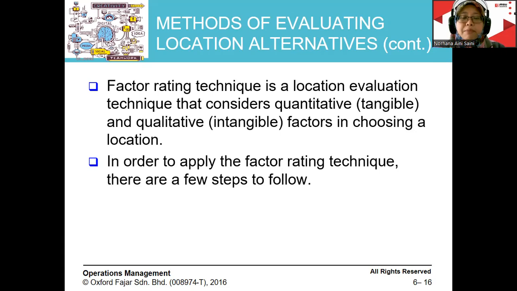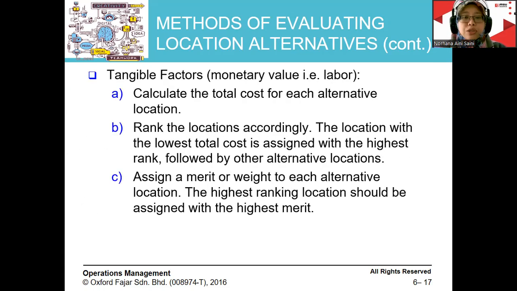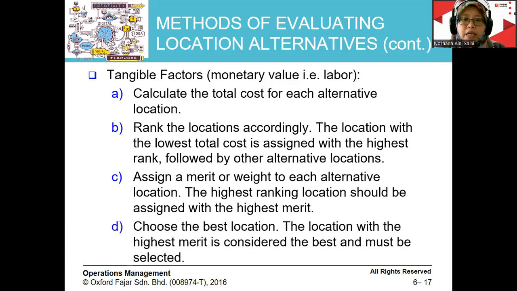The second method for evaluating location alternatives is the factor rating technique. So what is the factor rating technique? It is a location evaluation technique that considers quantitative, which is tangible, and qualitative, which is intangible, factors in choosing a location. In order to apply the factor rating technique, there are a few steps to follow. First we need to identify whether factors are tangible or intangible. Tangible factors mean that we can measure them using monetary value. For example, labor and transportation cost are tangible factors. So you need to calculate the total cost for each alternative, and then rank the locations accordingly. The last one is to assign a merit or weightage to each alternative location. The next one is to choose the best location.